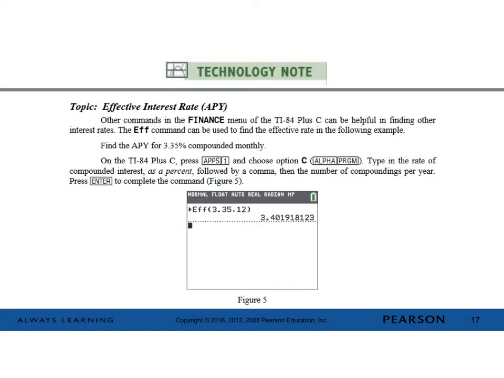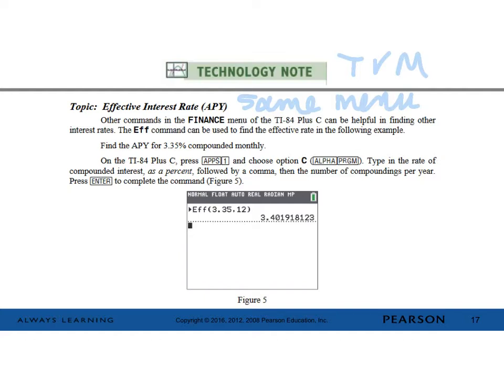You can use a TI calculator to calculate effective interest rates. It's actually on the same menu as the TVM solver. So just keep that in mind. And if you're trying to find the APY, which is the annual percentage yield, the effective interest rate, then you use the effective interest rate command.